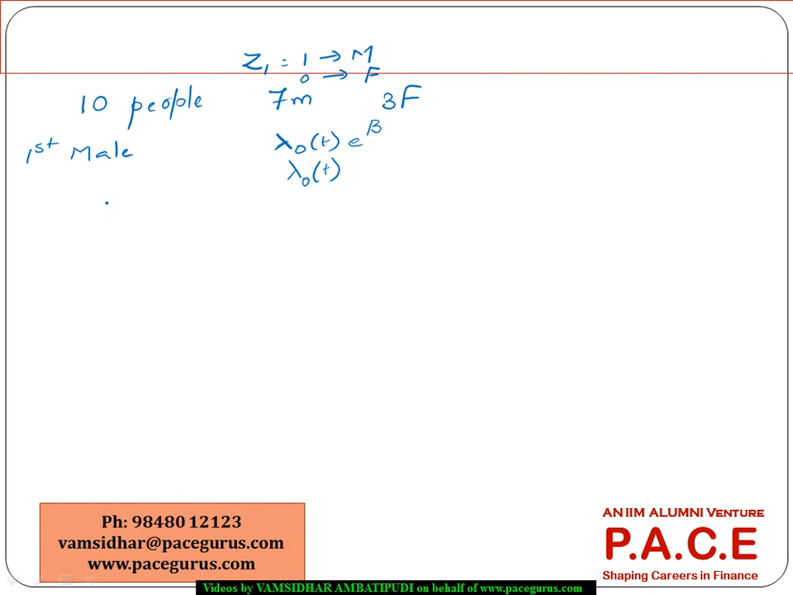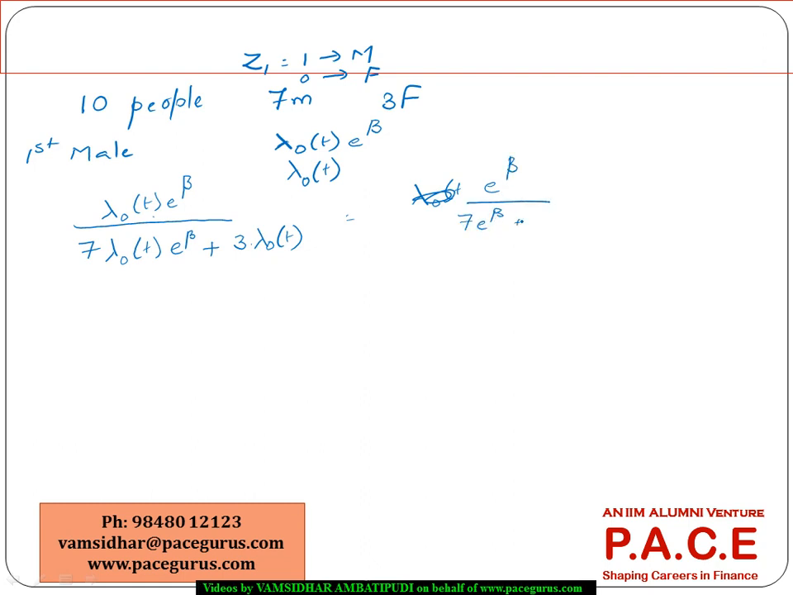Now because the male has died, the died person's hazard function, lambda naught of t e power beta, is divided by the total of all people's hazard functions. There are 7 males, so for each one of them it is lambda naught of t into e power beta. So it becomes 7 lambda naught of t into e power beta, and there are 3 females, and for each of them the hazard function is lambda naught of t only. So if I take out the lambda naught of t, it becomes e power beta by 7 e power beta plus 3.